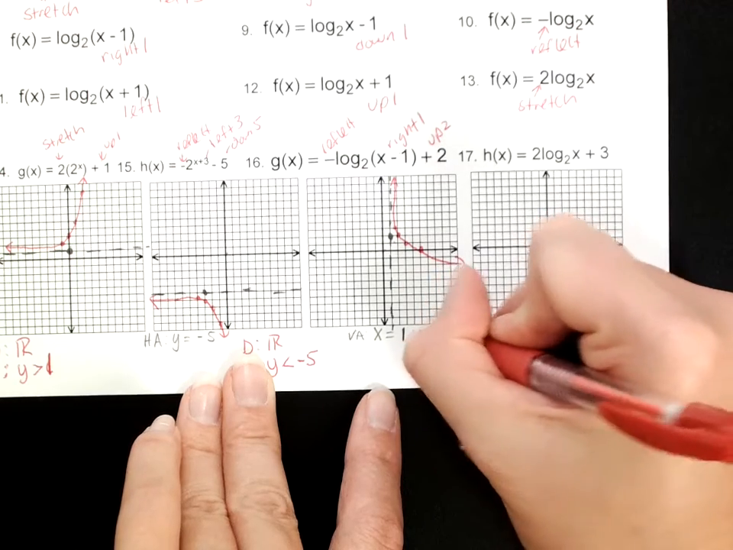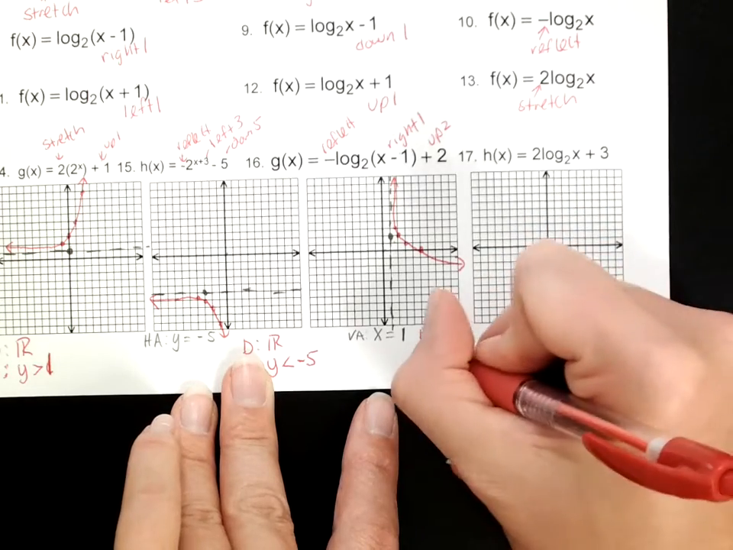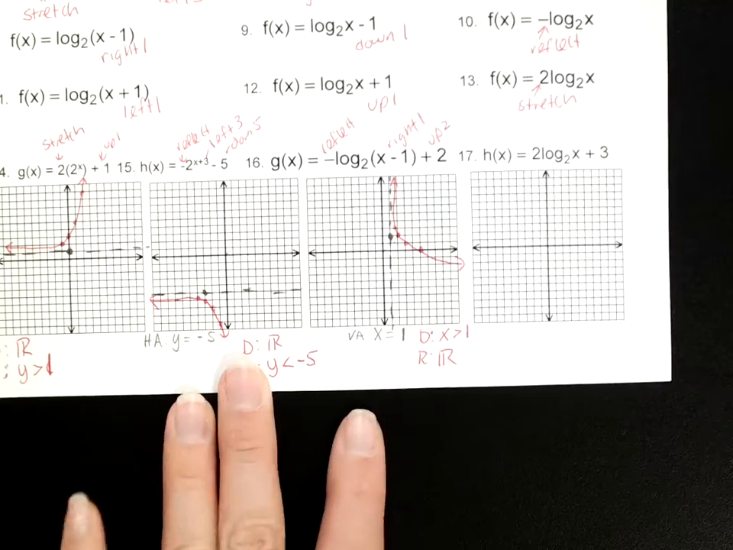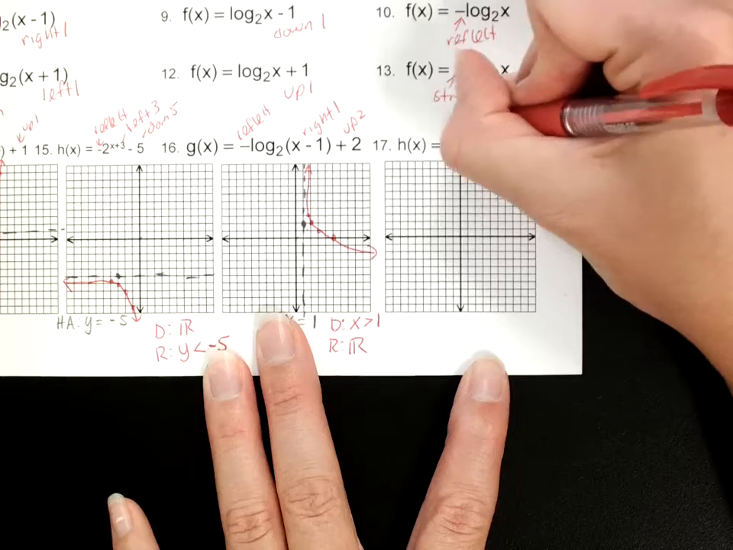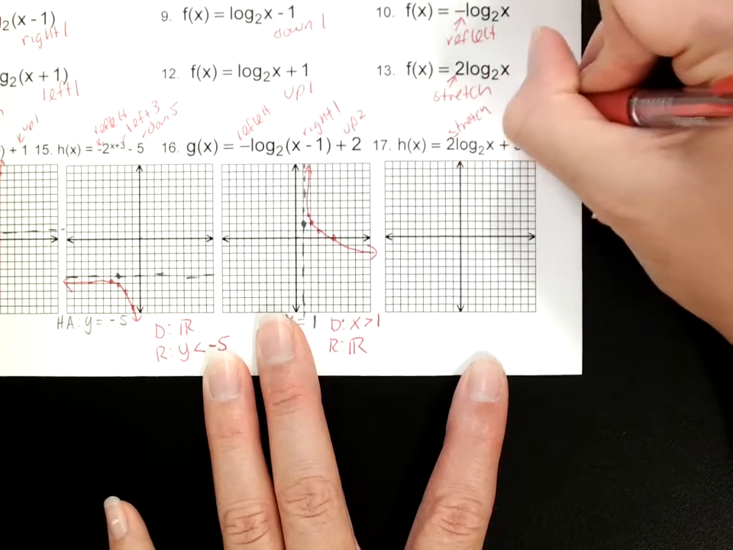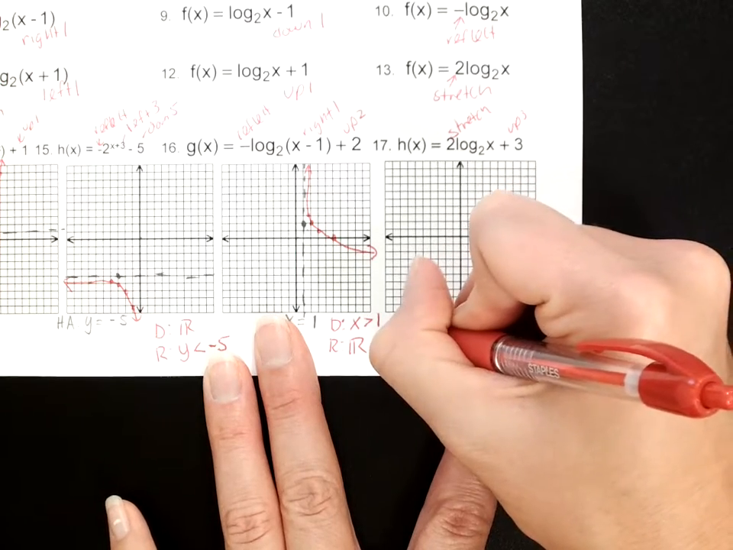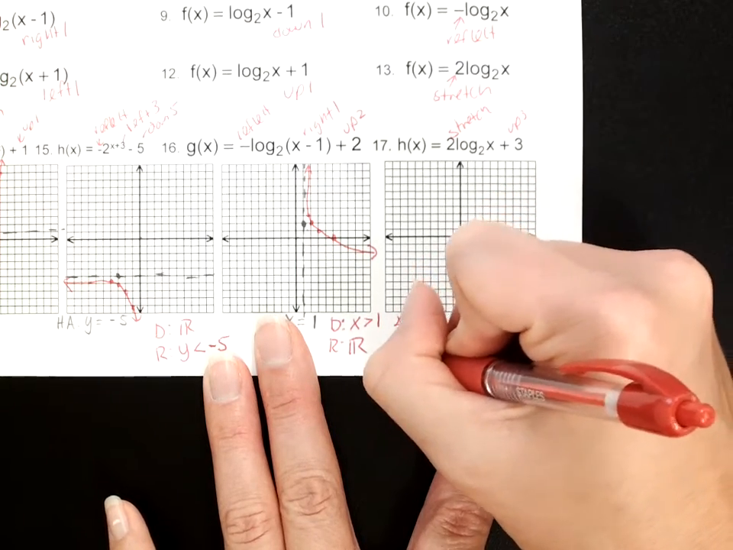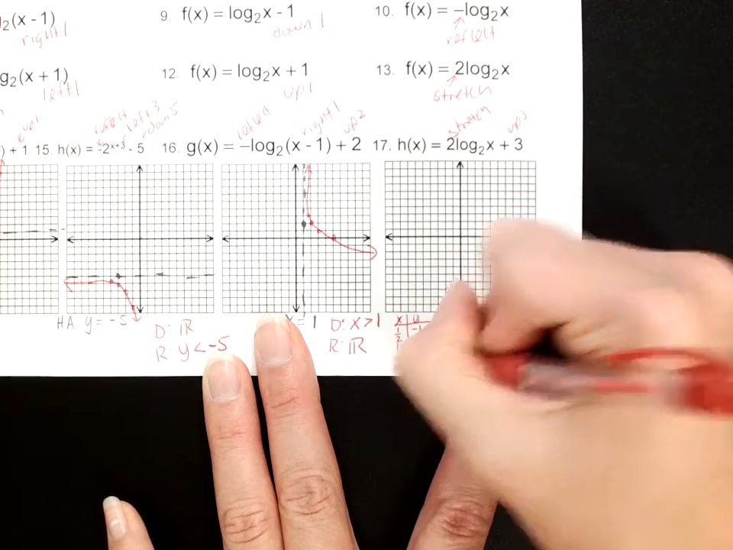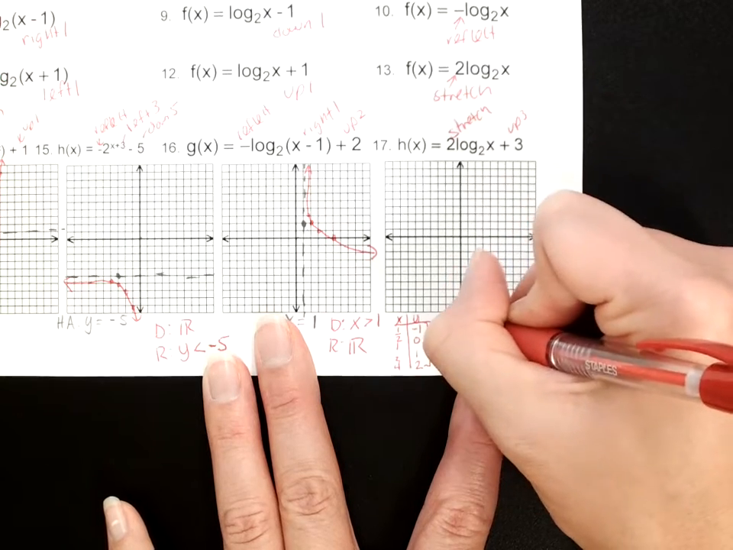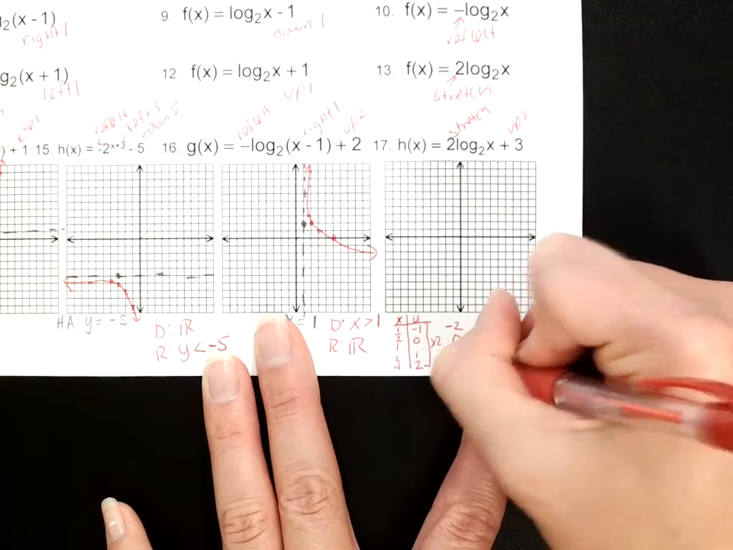Domain for this one, again, x is greater than 1. Range, all real numbers. One more function. 2 in front is a stretch, plus 3 is an up 3. So this time I'm going to go ahead and write down that table of values to help us out. So usually it's at 1/2, 1, 2, 4. This is -1, 0, 1, and 2. But these are all doubled, so -2, 0, 2, and 4.